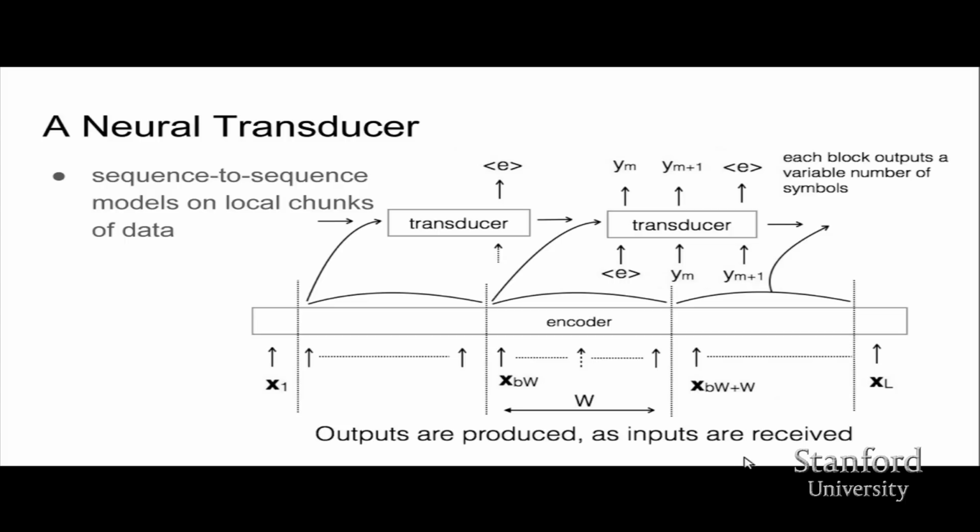And so you have this situation here where you basically have the encoder, and now instead of the encoder attention looking at the entire input, it just looks at this little block, and this decoder, which we call the transducer here, will now produce the output symbols. Now, notice that since we've blocked up the inputs, we have the situation where you may have received some input, but you can't produce an output.